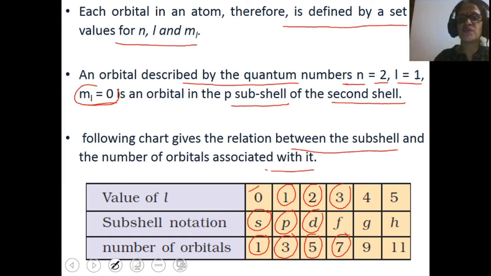Then L is equal to 4 means G subshell. How many orbitals? 9 orbitals. L is equal to 5, H subshell. How many orbitals? 11 orbitals. So children, I hope all these points are very clear to you.